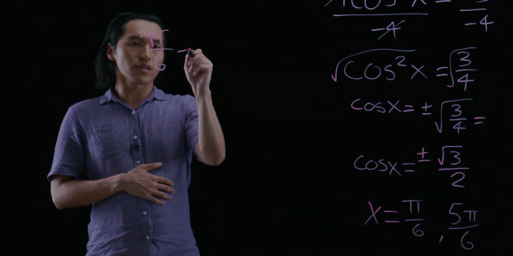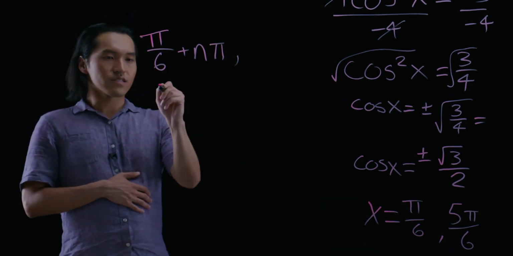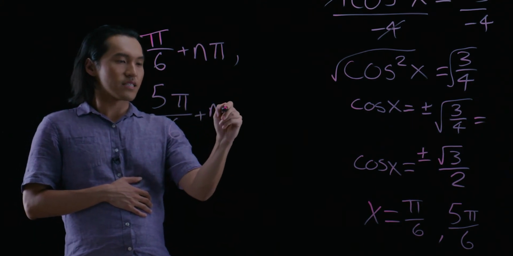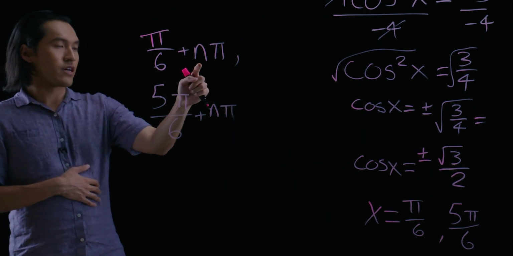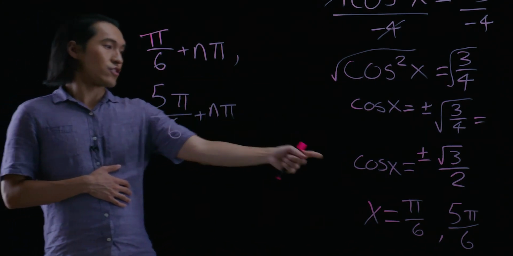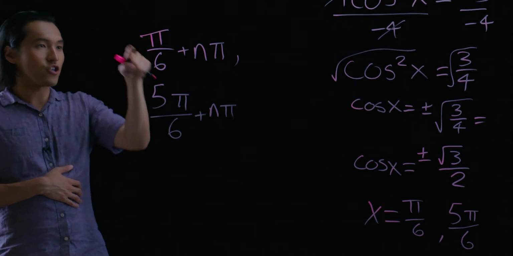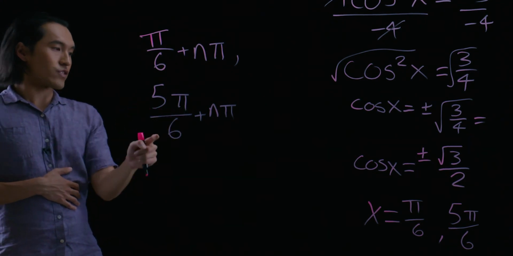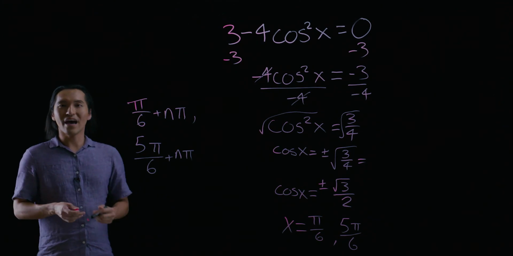over 6 plus n pi as well as 5 pi over 6 plus n times pi, with n representing any integer when multiplying pi radians, which is 180 degrees, meaning that the answers for x would apply at 180 degree rotations. Every 180 degrees, every pi radians at pi over 6 and 5 pi over 6, we're going to get this same answer. And that is how you solve this problem.